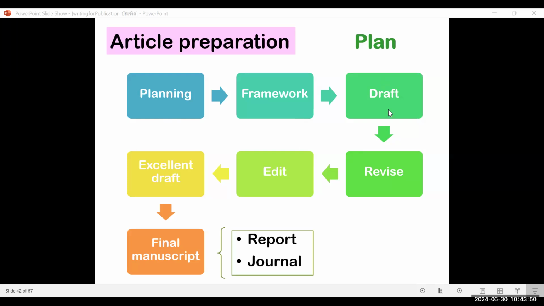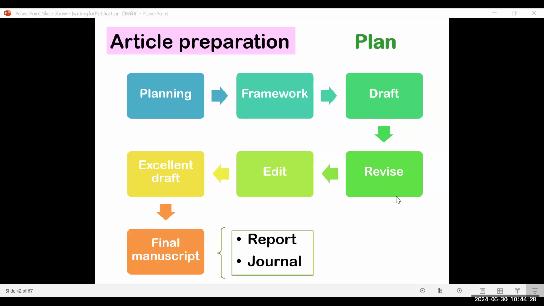And then you draft, making it into a mini version of your proposal, because you can extract some of the literature review part that you put into your proposal into your introduction part. And you can also extract a concise version of the methodology from your proposal into your manuscript draft. After the first draft, revise it.